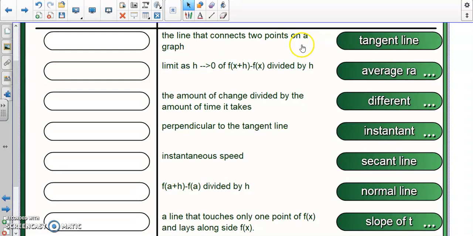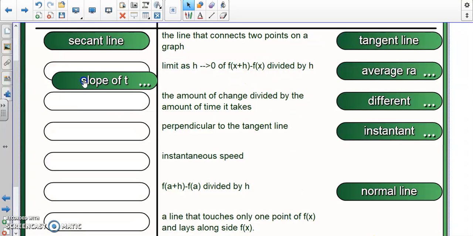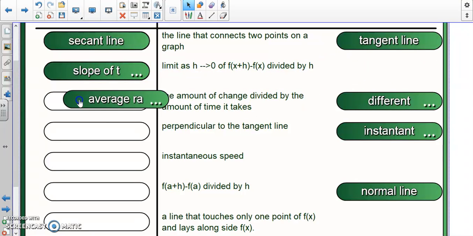So a line that connects 2 points on a graph, that's called a secant line. Secant, we did this as a warm-up in class if you missed it. Limit as h goes to 0 of f of x plus h minus f of x divided by h. That is the slope of the curve. We're going to be using that formula today in our second example. The amount of change divided by the amount of time it takes, that's how you find the average rate of change.